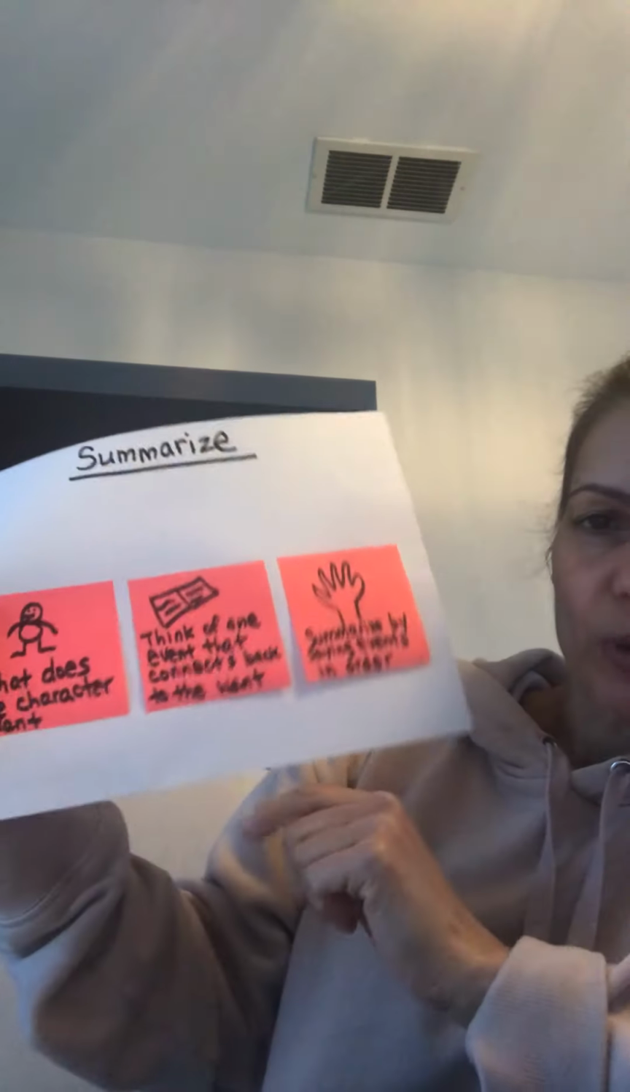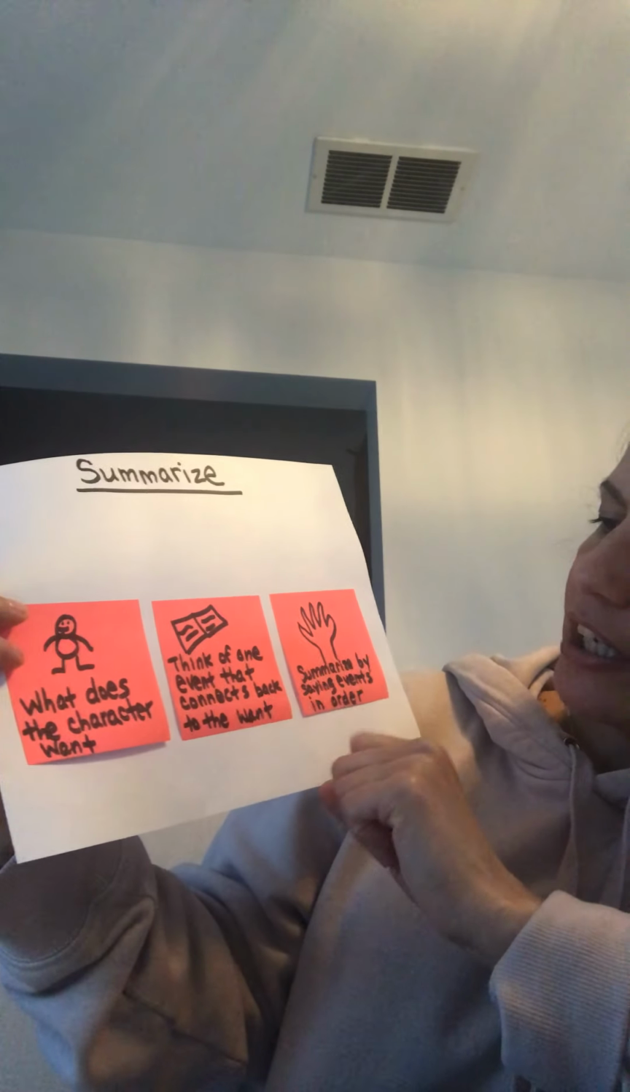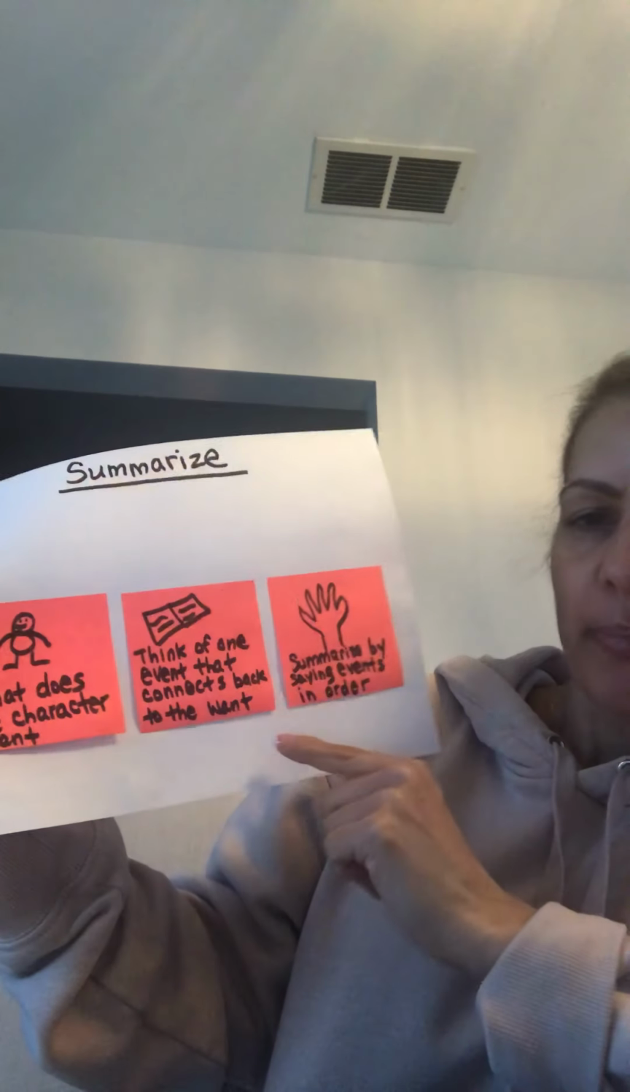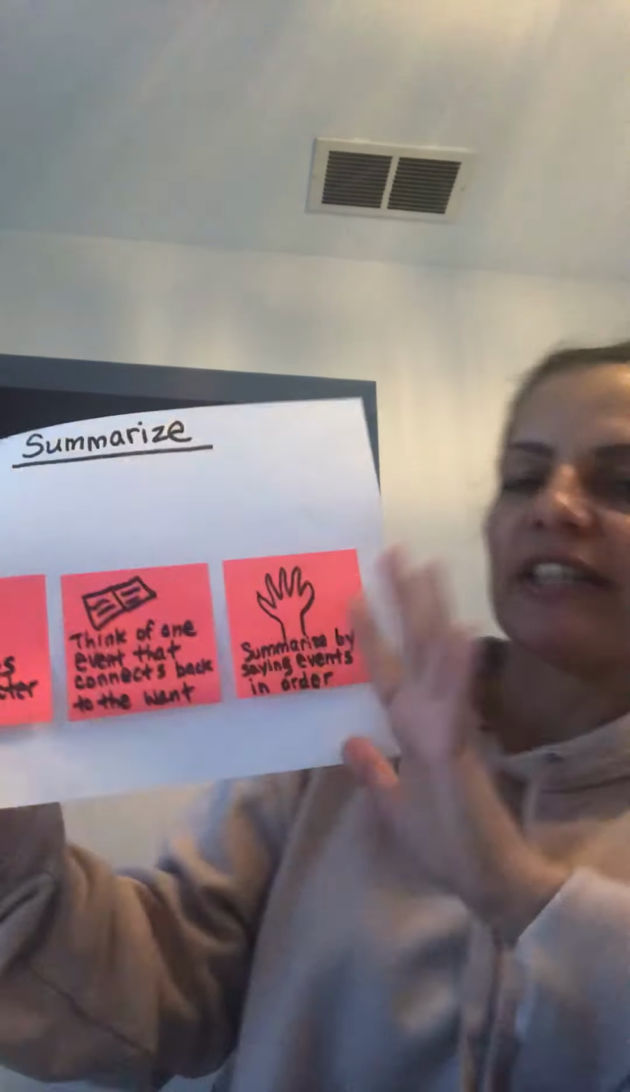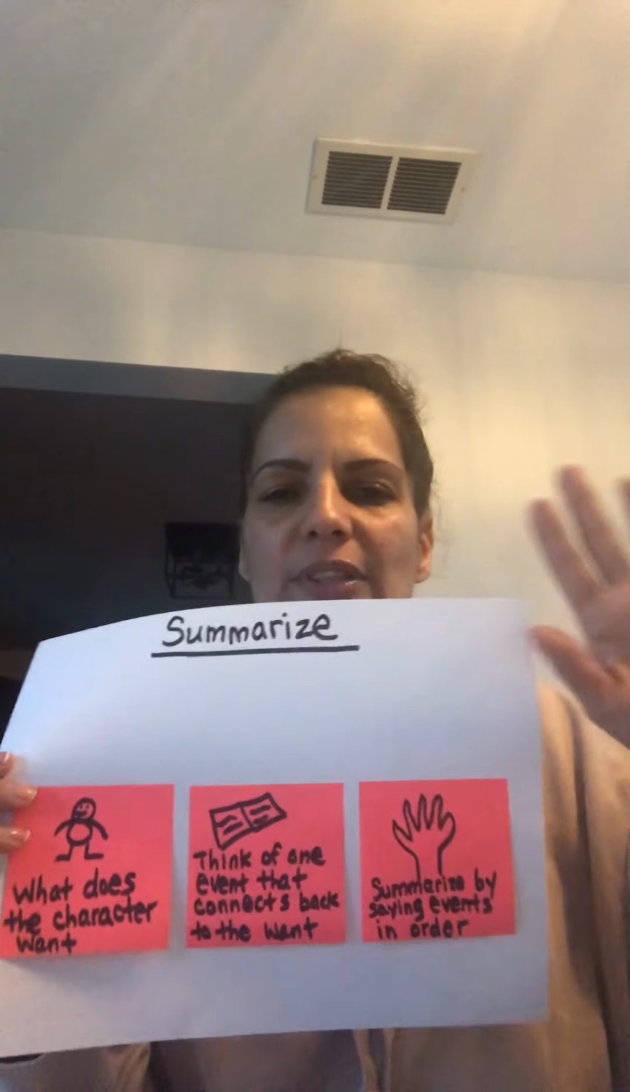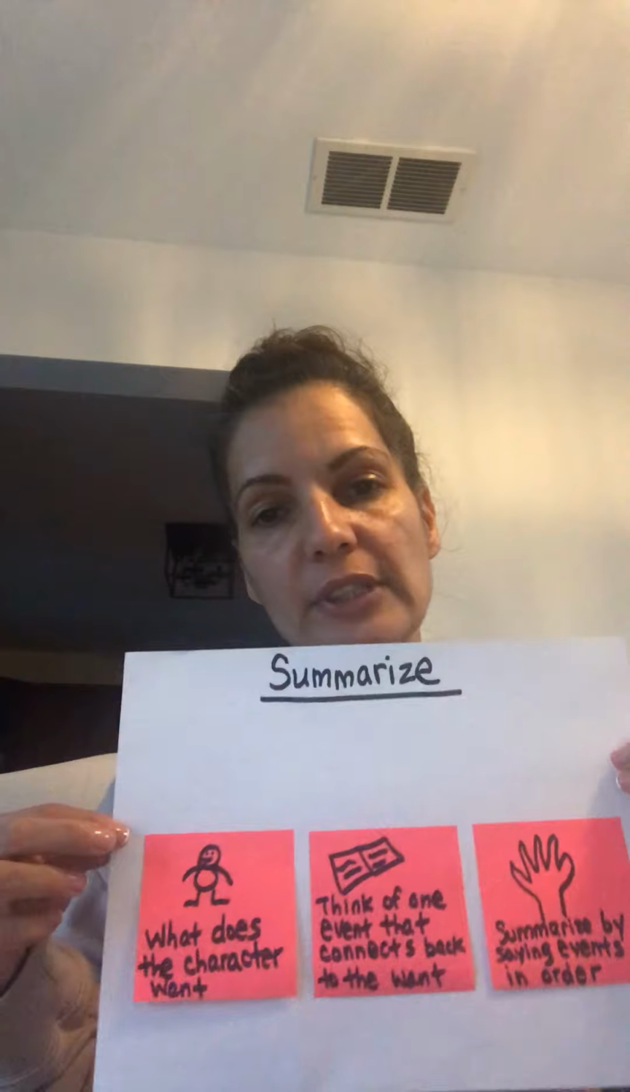What does the character want? Think of one event that connects back to that want, and then you can summarize by saying the events in order. So you want to use that hand, right, to say those events in order. And that's going to help you get started for your summary.